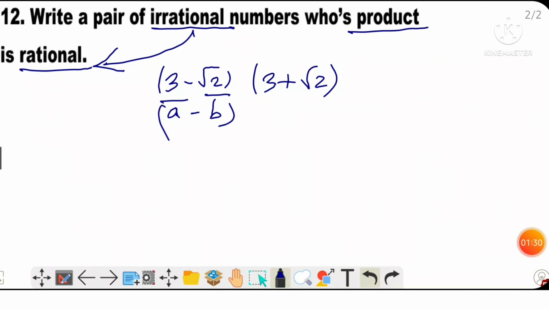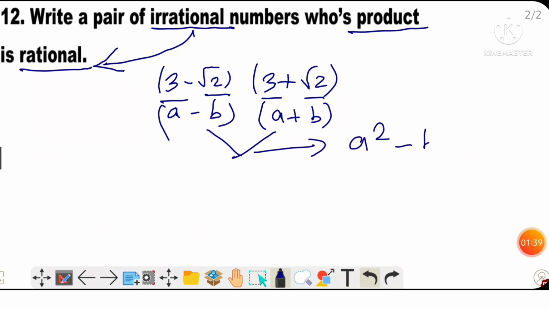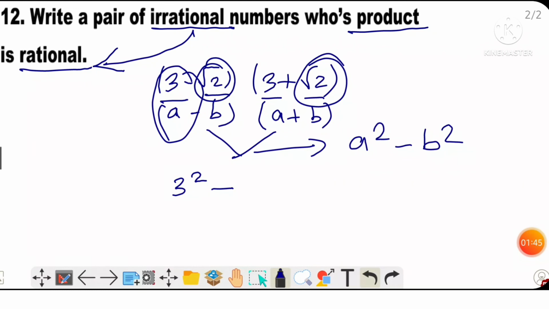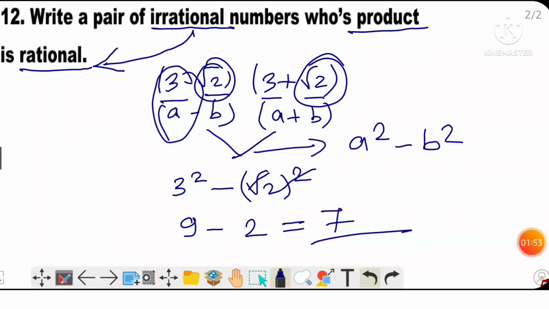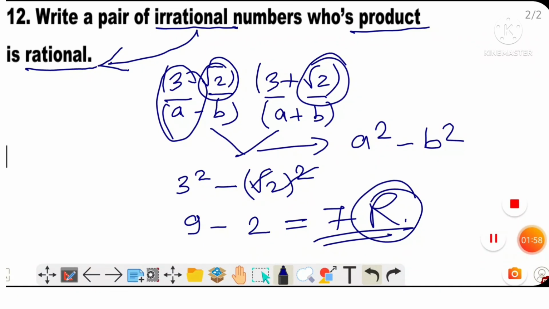So product means multiply. So here we got a minus b into a plus b formula, that is a square minus b square. So here a is 3. So 3 square minus b is root 2, so root 2 whole square. So we'll get 9 minus, square will cancel the root, and we'll have 9 minus 2, 7, and that is a rational number. So that was all in this video.